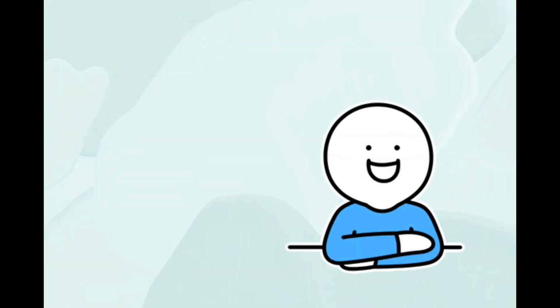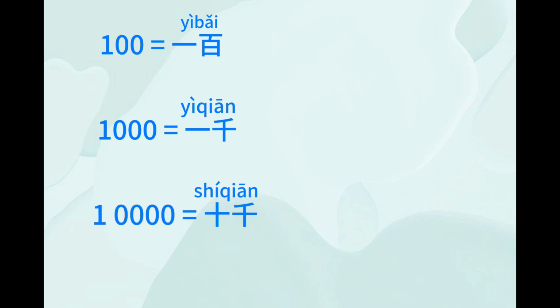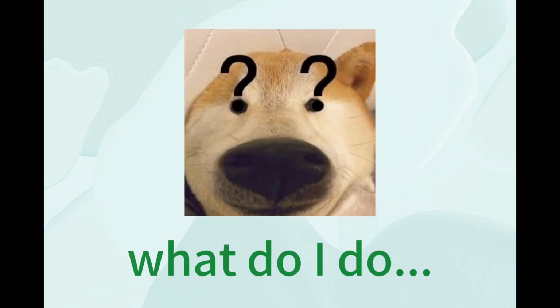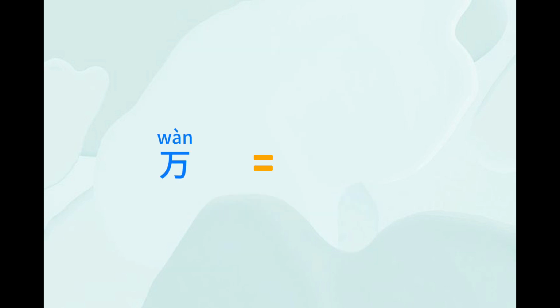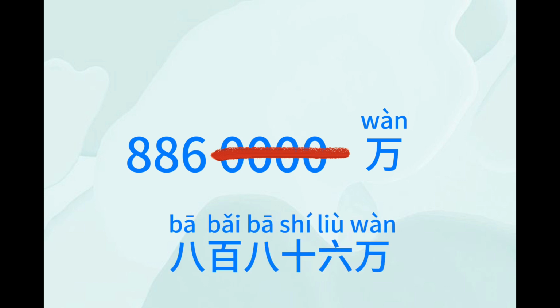We know that 100, 一百, 1,000, 一千. 10,000 is not 十千, but 一万. Tricky thing starts here. 万 doesn't perfectly match a word in English. So try this. Take 万 as 4 zeros. That being said, when you see a big number, cross out 4 zeros and put 万. You'll be able to read it pretty fast.